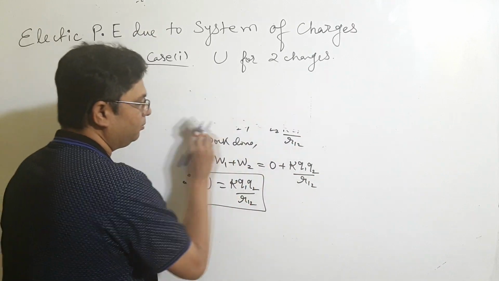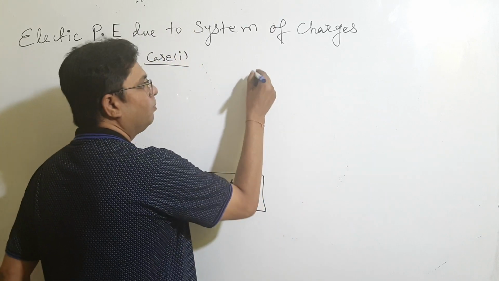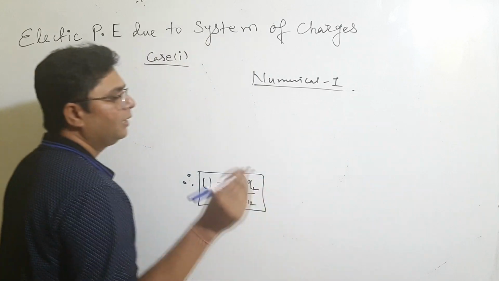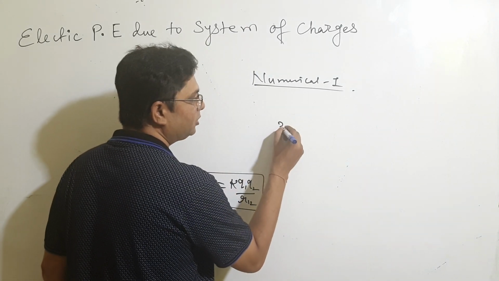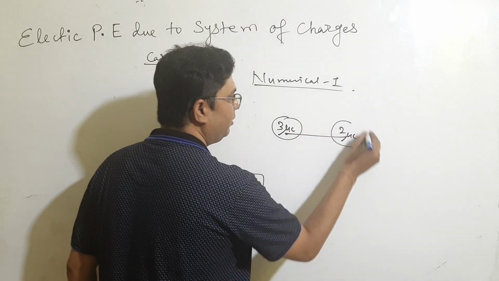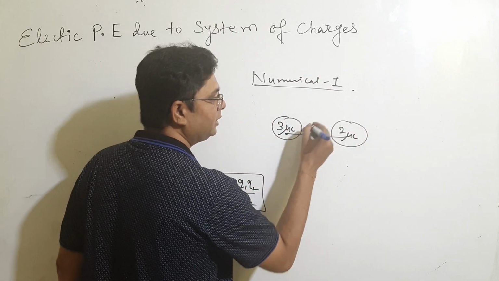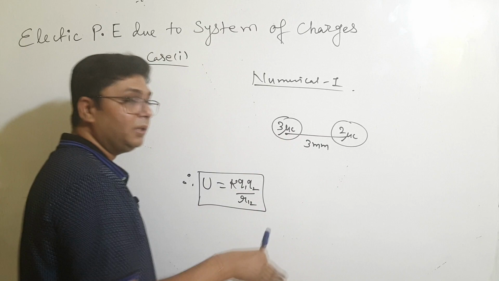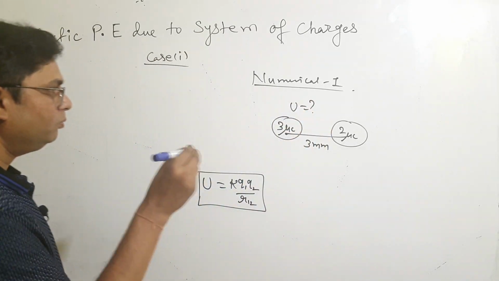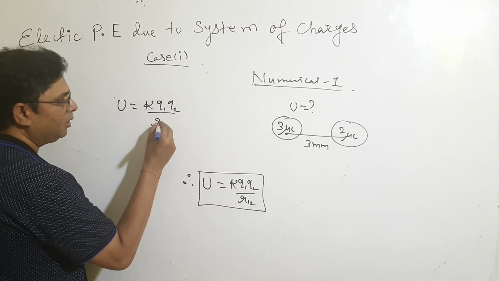Numerical number 1, first numerical. Let us have two charges, 3 microcoulomb and 2 microcoulomb. You are bringing 3 microcoulomb and 2 microcoulomb. Let the distance between these two charges be 3 millimeter. Then what will be the potential energy? U is equal to what? The formula is U is equal to K Q1 Q2 upon R12.